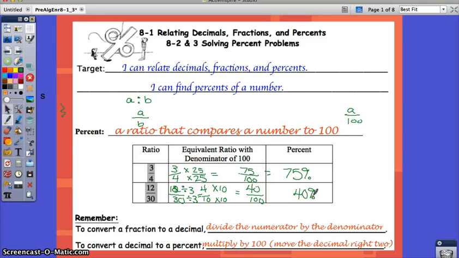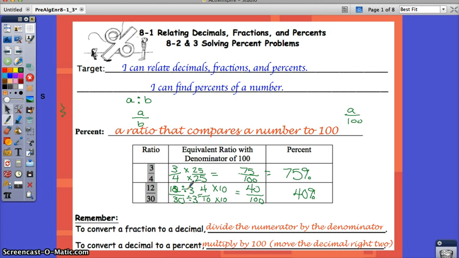Now this doesn't always work with integers. You might have a number like 30 that you can't get to 100 right away using an integer. You have to use a decimal, and if that's the case, you have other options. So remember, to convert a fraction to a decimal, you could just divide the numerator by the denominator. And then to convert the decimal to a percent, you could multiply it by 100. So if this little shortcut doesn't work, you can always use these 2 steps.